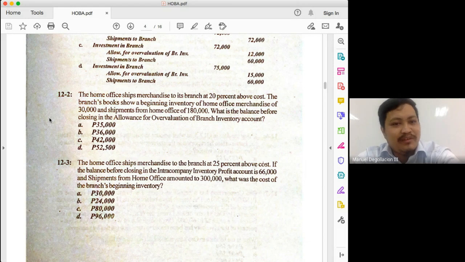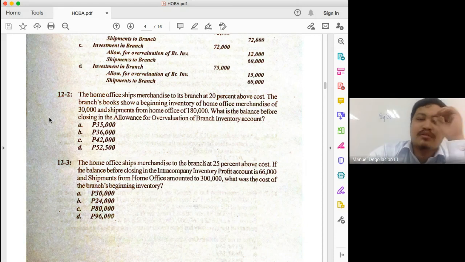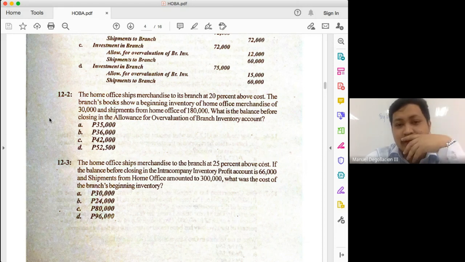Let's proceed to problem 12-3. The home office ships merchandise to the branch at 25% above cost. If the balance before closing in the intra-company inventory profit account is 66,000 and shipments from home office amounted to 300,000, what was the cost of the branch's beginning inventory? If you answered this, I would expect you to have a wrong answer, especially if you have gotten the old solutions manual. Okay. The 66,000, class.